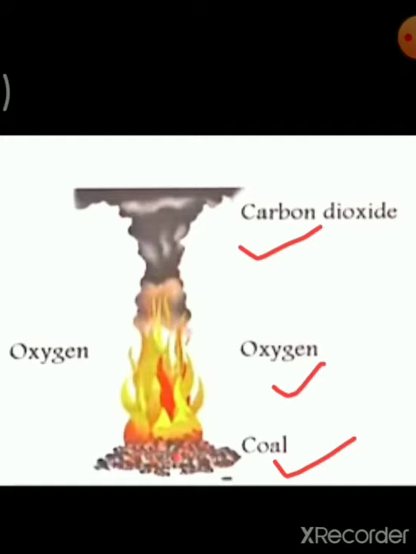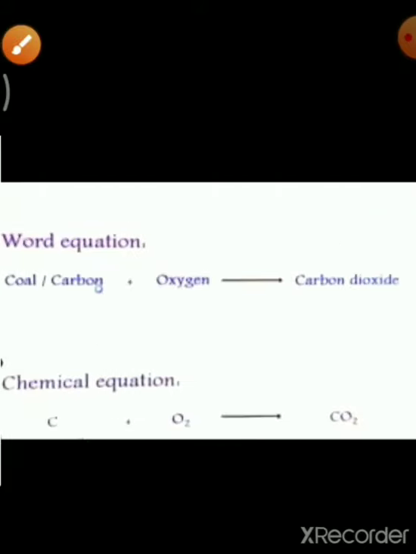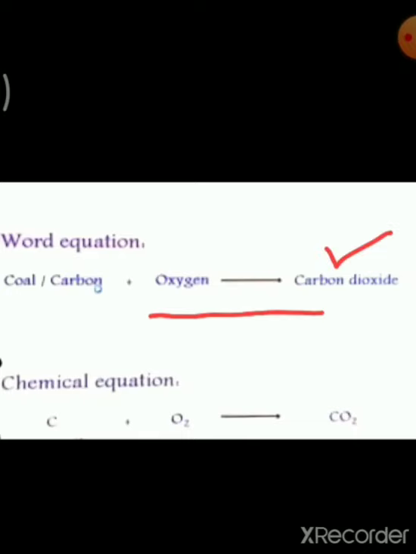So how can we represent this? In the word equation, we can represent it this way. Coal is nothing but carbon. So carbon plus oxygen gives carbon dioxide. And in the chemical equation, we can write with the help of symbols: C plus O2 gives rise to CO2. That means here CO2 is the product.